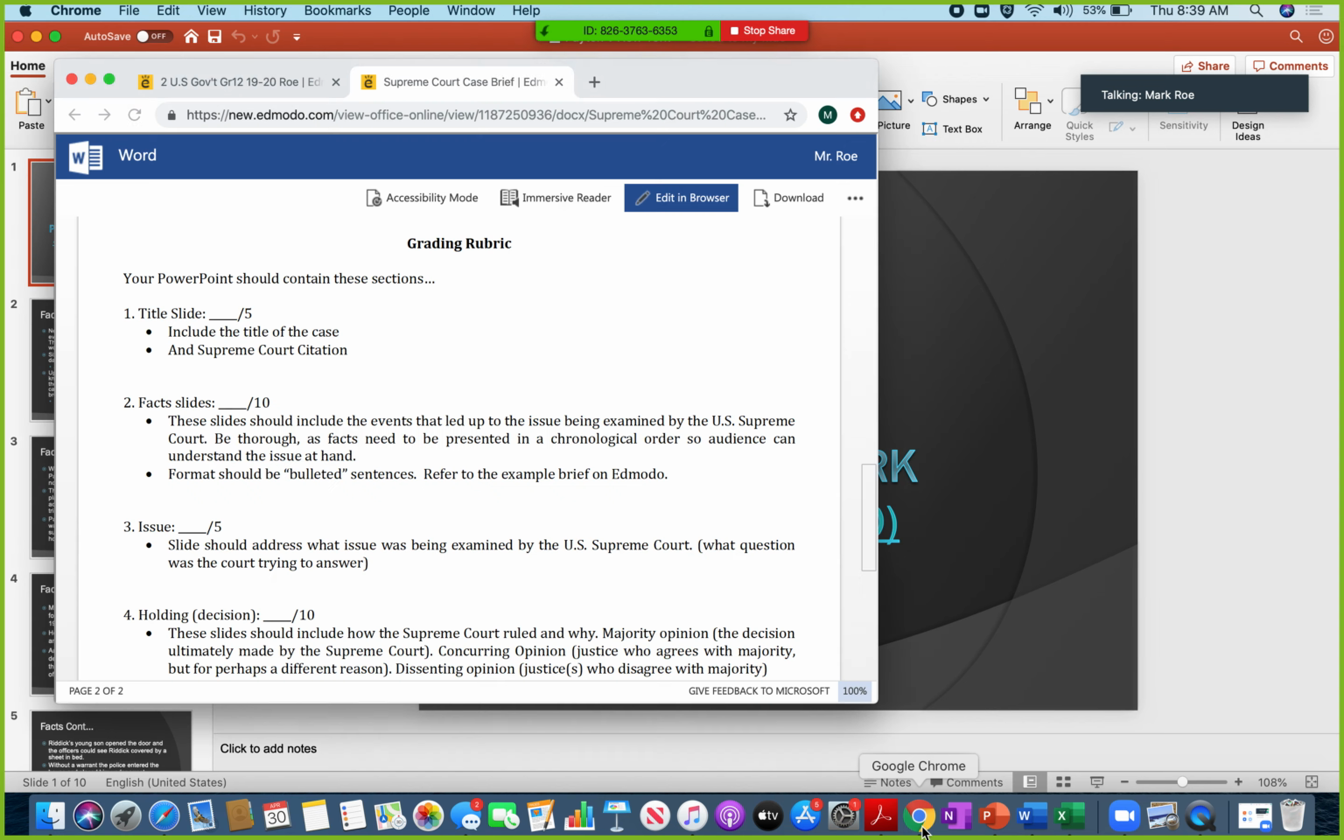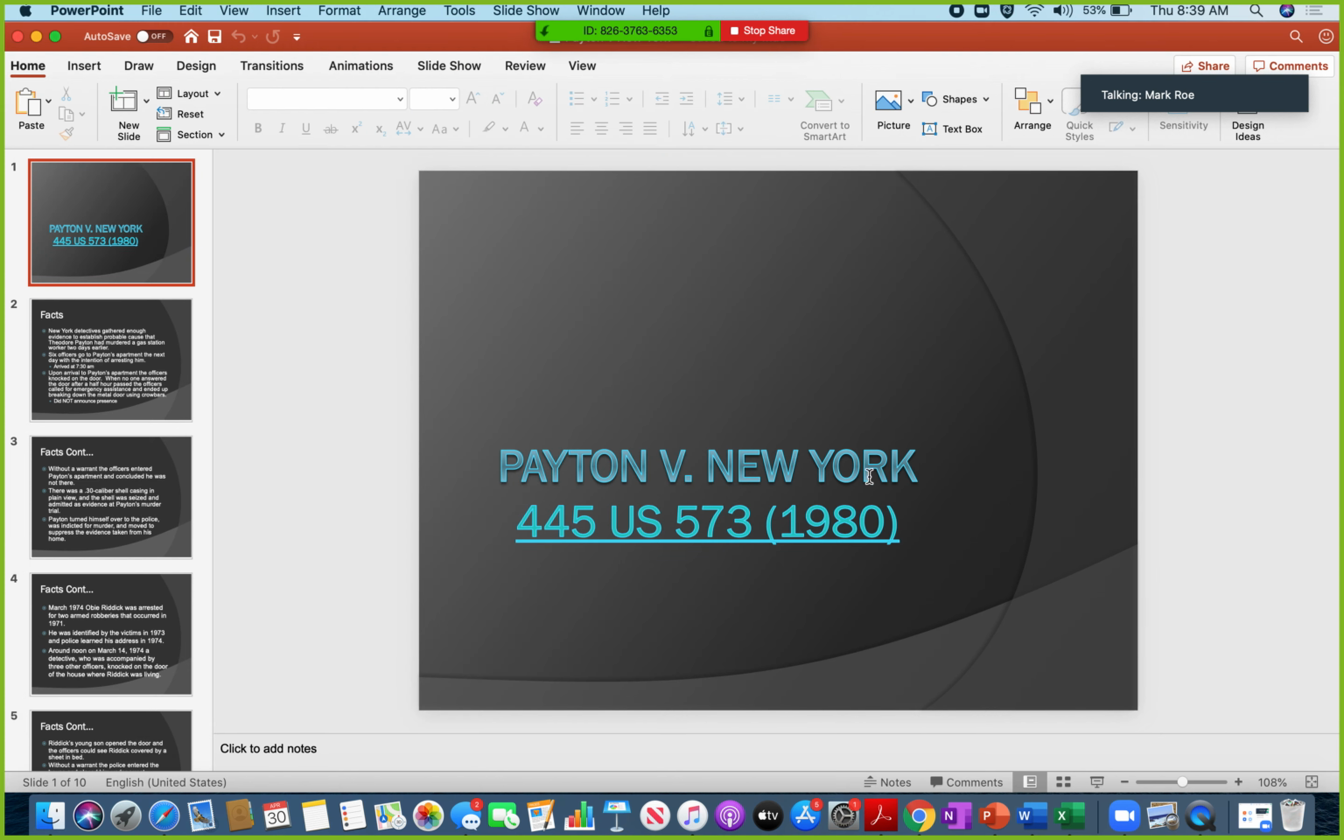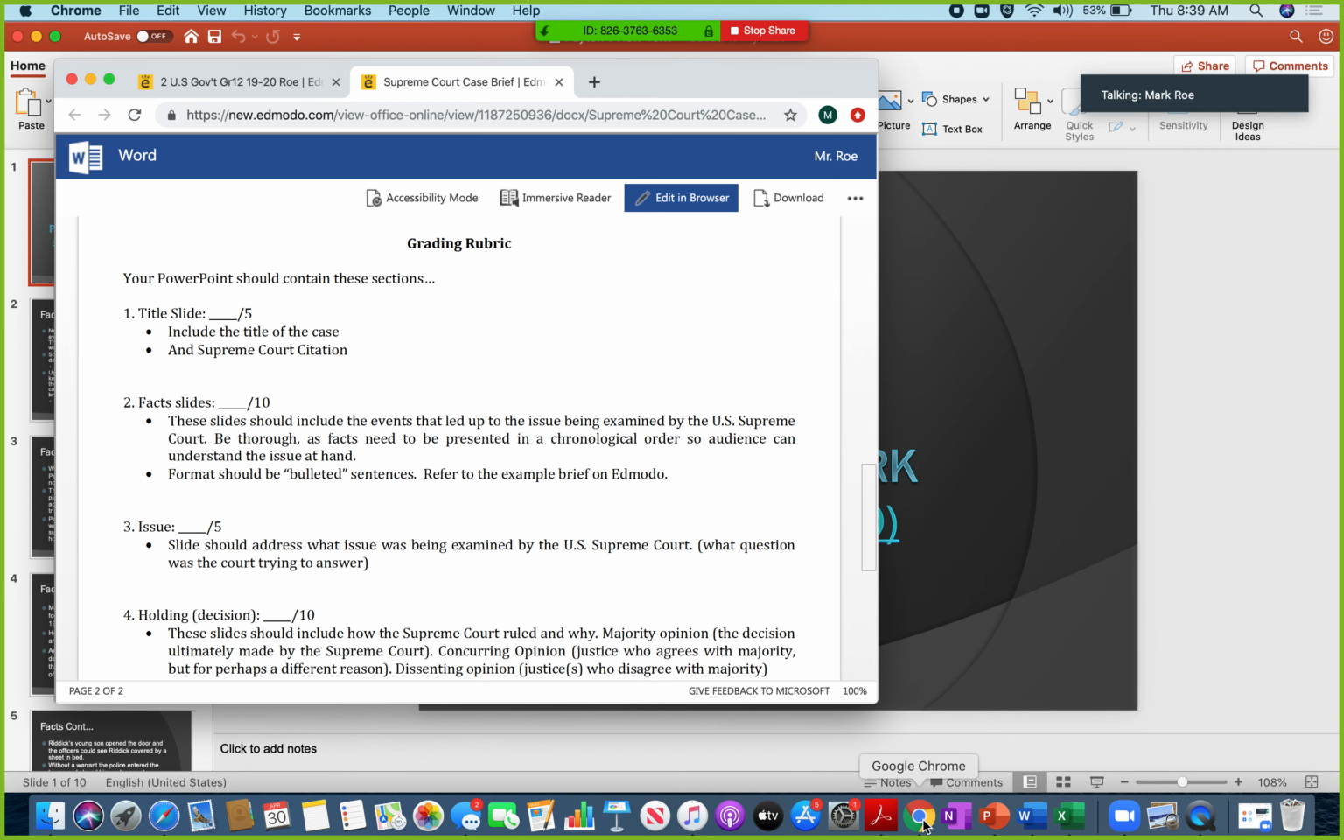So you're getting 5 points for having this done, having the title of your case and your U.S. Supreme Court case citation. This is the citation, okay? The next part of this is the facts of the case. Okay. In other words, what happened? Okay. What happened? And there's some chronological order to it so we can understand what's going on.